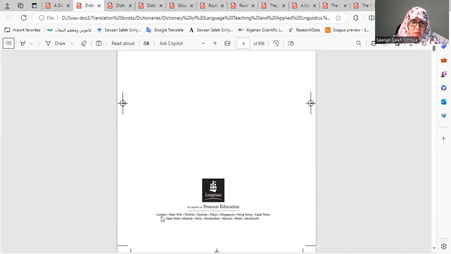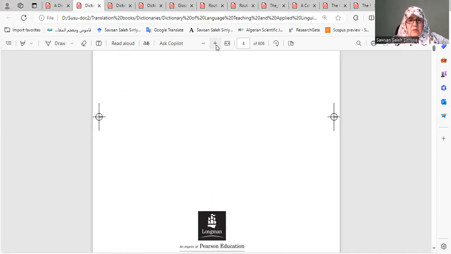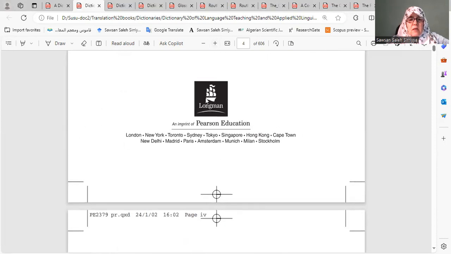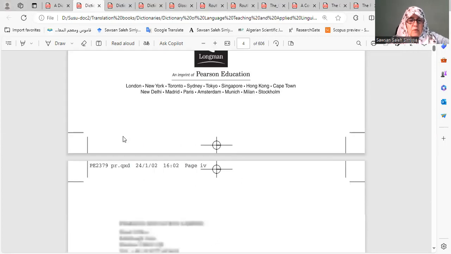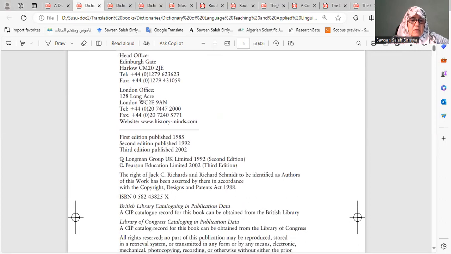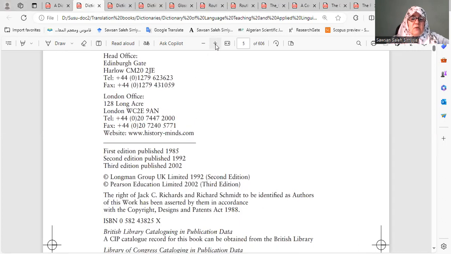Pearson Education, you see, you take the first city. Let me make it bigger so that you can see it clearly. You see here, under the publisher, you find the cities. It's published in all these cities at the same time. So you pick the first one. Where do you get the date? This is the date. Look for this C. The C is the copyright. After it, you see, this is the 2nd edition in 1992. Your edition, the 3rd edition, is 2002. So you take the 2002.